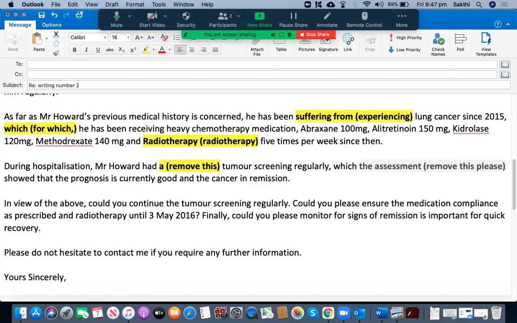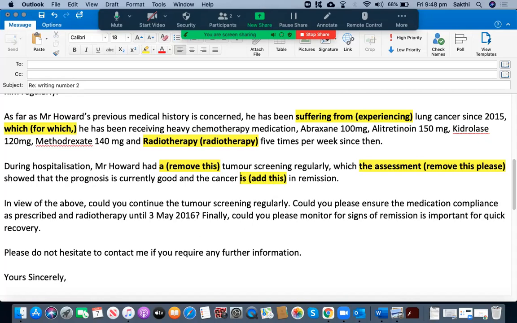Because the tumor screening itself showed something, because it's a test, it's a kind of examination, right? So that's fine. Showed that the prognosis is currently good, and the cancer is in remission. In remission, okay, that's all right. The cancer is in remission. I think it should be the correct one. So add this, please. Because the prognosis is currently good and the cancer is in remission. That must be the correct one.